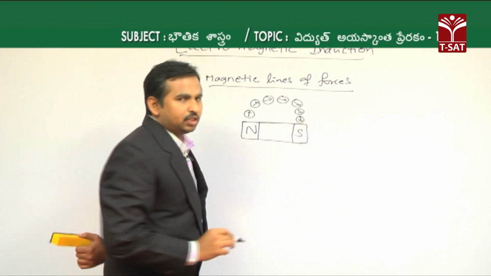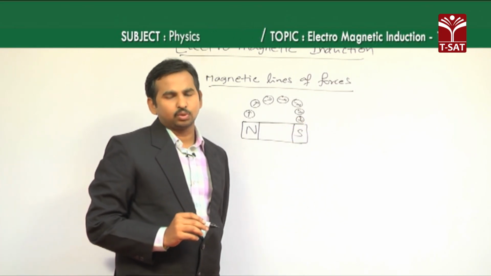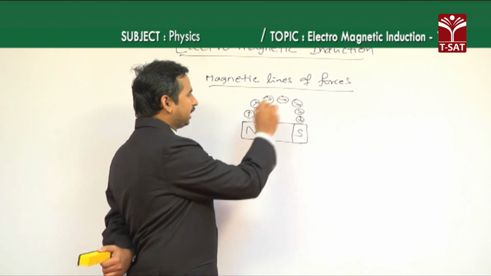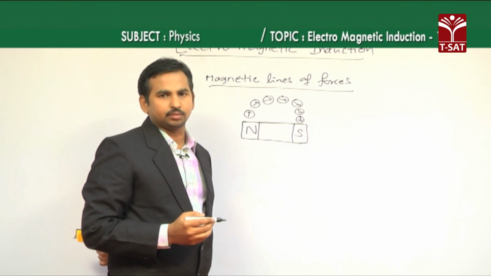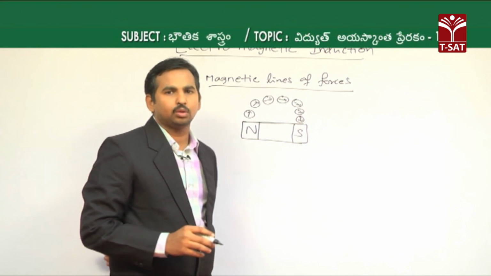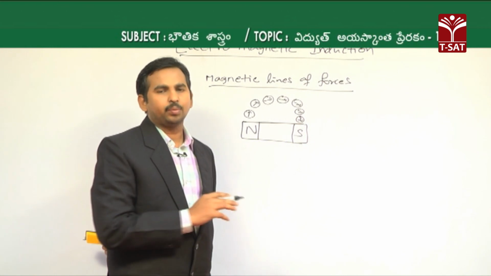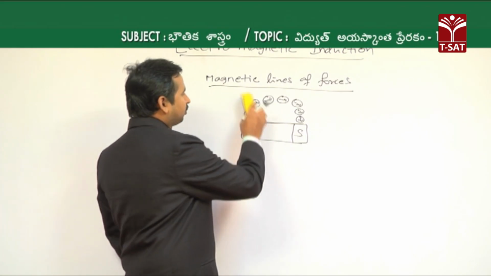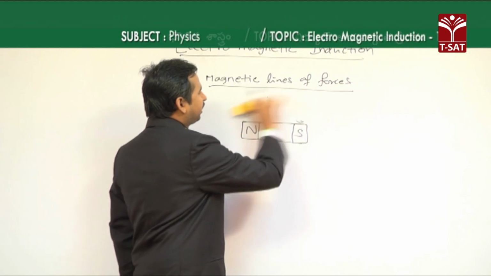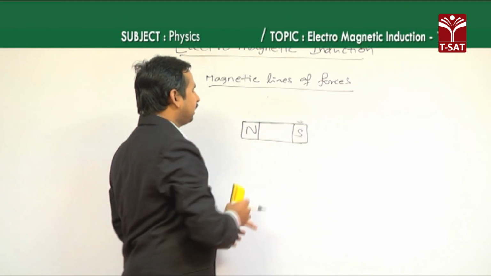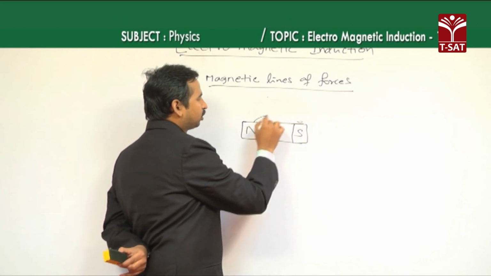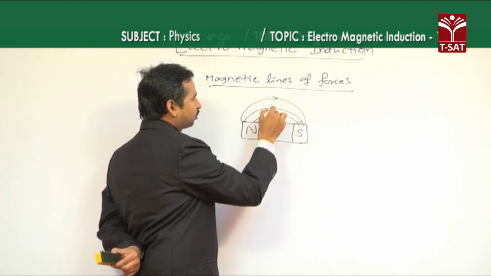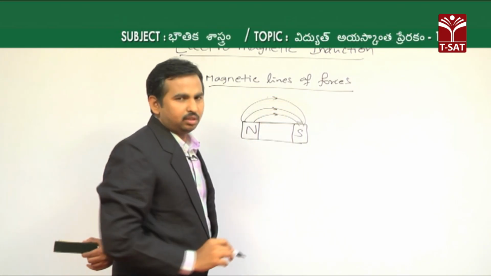Finally it ends on the south pole, which means that the magnetic lines of forces are imaginary curves starting from the north pole and ending on the south pole. That is the path followed by the north pole when placed in a magnetic field. In a bar magnet, these lines are curves starting from the north pole and ending on the south pole.